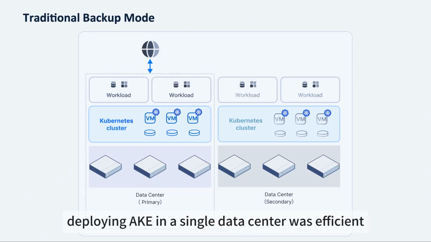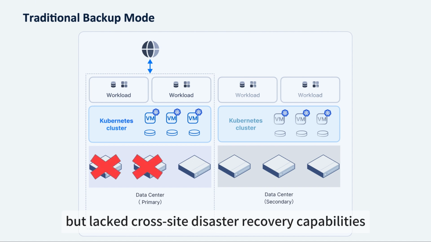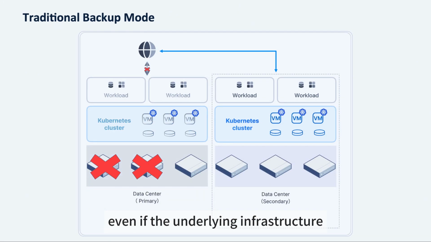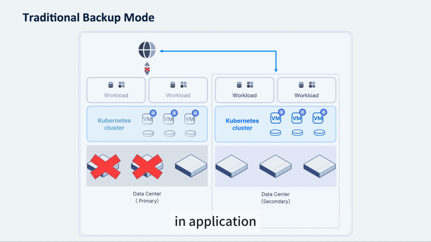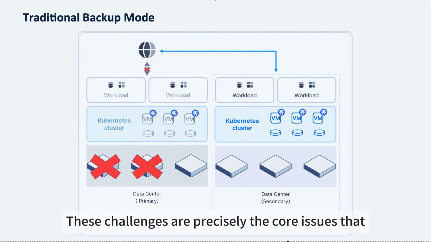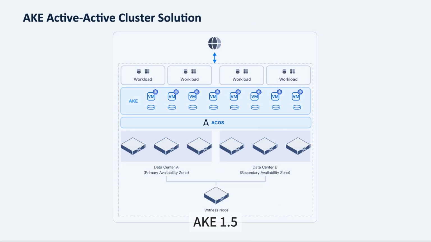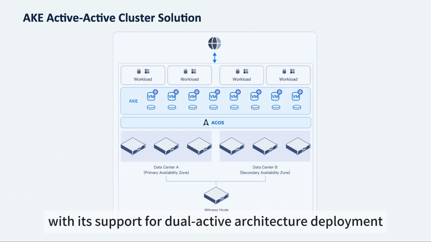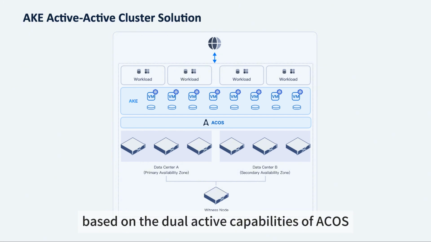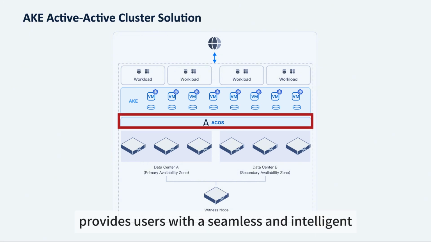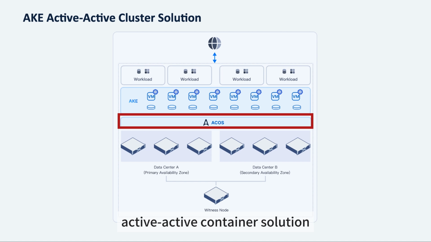In the past, deploying AKE in a single data center was efficient but lacked cross-site disaster recovery capabilities. Even if the underlying infrastructure architecture is an active cluster, technical implementation issues may still lead to failures in application deployment and operation. These challenges are precisely the core issues that AKE 1.5, with its support for dual active architecture deployment, is designed to address. AKE 1.5, based on the dual active capabilities of ACOS, provides users with a seamless and intelligent active container solution.